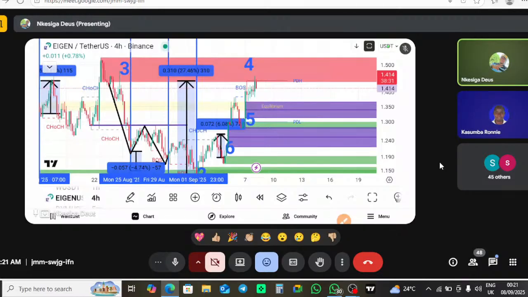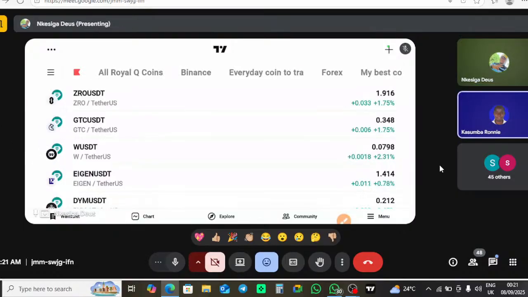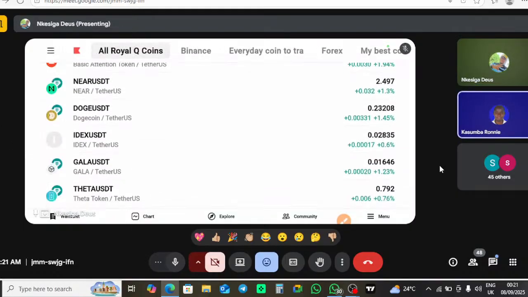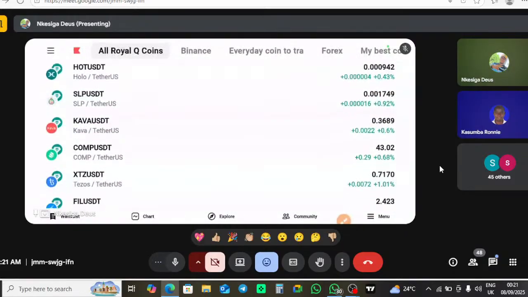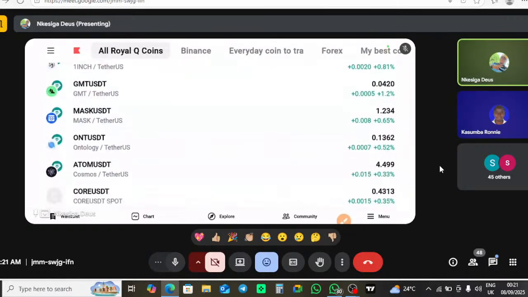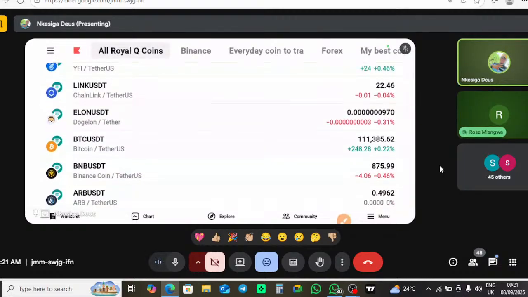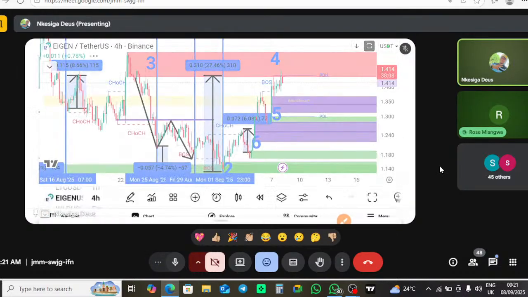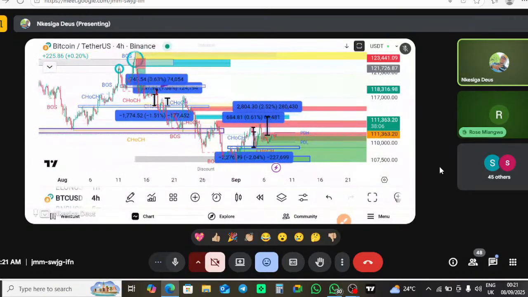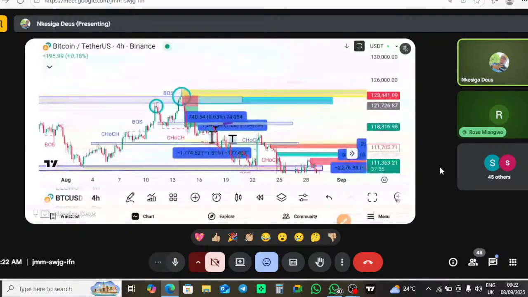Okay? Let me show you one. I have one here. Which coin was that? Let me see. Bitcoin. Where are you, Bitcoin? I want to show you the rejection candle and how it can happen. Okay, now this is it. Now I want you to look at this point. Let me zoom it very well.